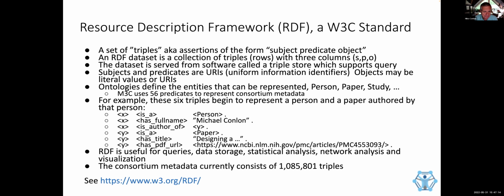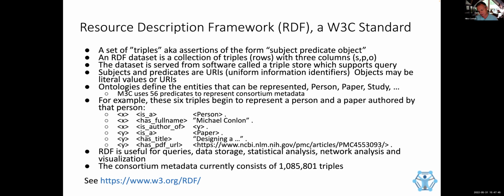As an example, the 6 triples shown begin to represent a person and a paper authored by that person. So you have a URI, and a URI for a predicate that declares the type of the URI. So here we're saying X is a person, where person is from an ontology. And then the next triple says X has a property, has full name, and has the text string, Michael Conlon. Pretty simple. And then we see something referring to something else. X is the author of Y, and Y is a paper, and we start to describe the paper.